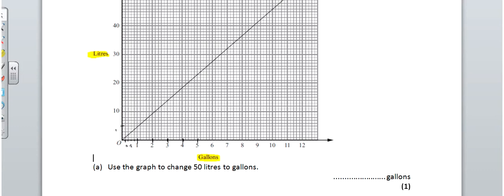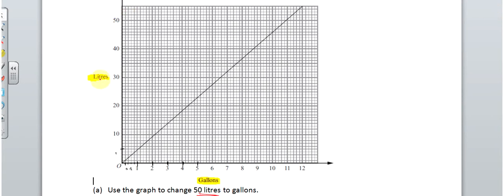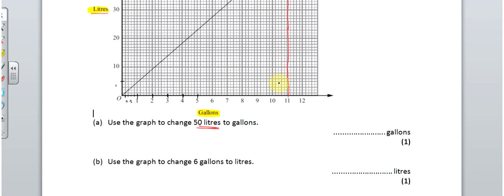1 mark. So 50 litres. Be very careful. 50 litres. So we go to the litres, which is here. 50, and it's on one of these lines, and I would use a ruler for this if I could. You can, so please do. So there we go. And then we come down here, smack on that line, and again you would use a ruler because you wouldn't want to get it wrong, and you can see it's 11 gallons. So that's our first bit. 50 litres is 11 gallons.